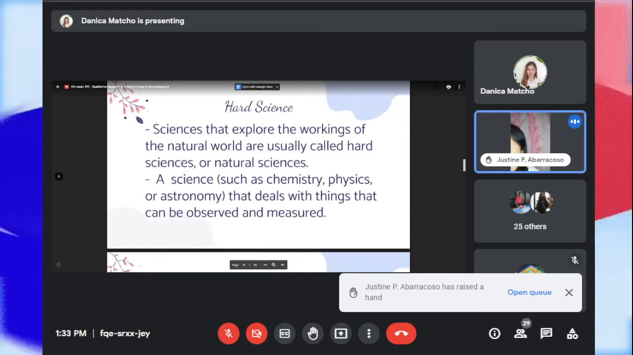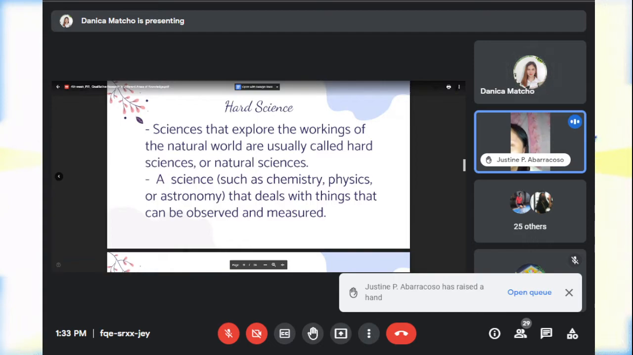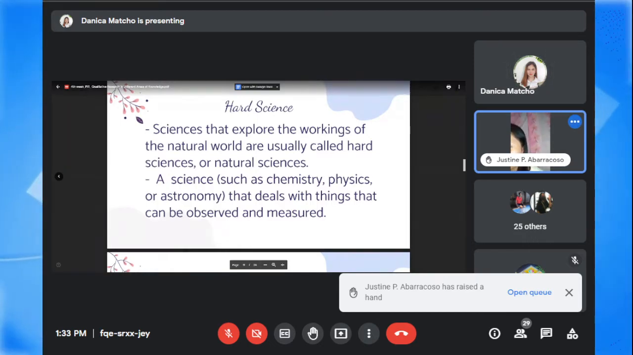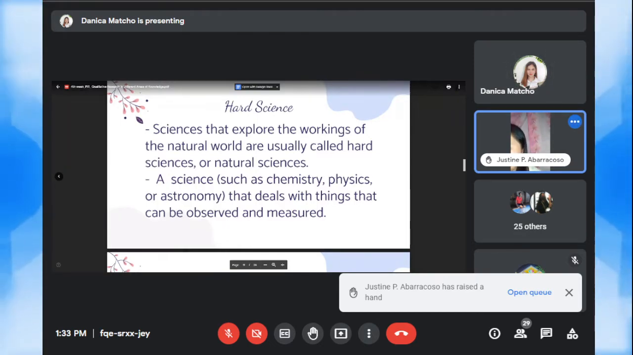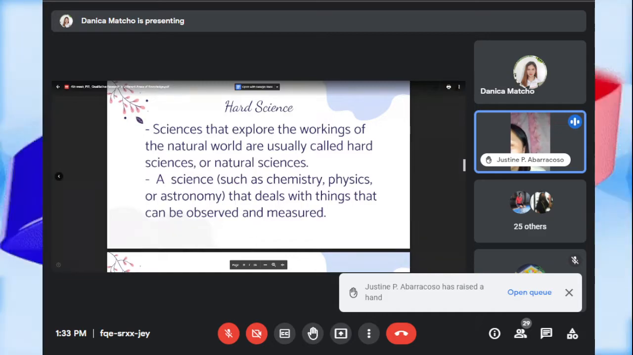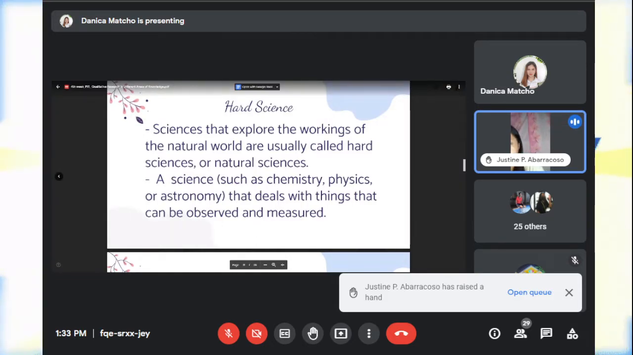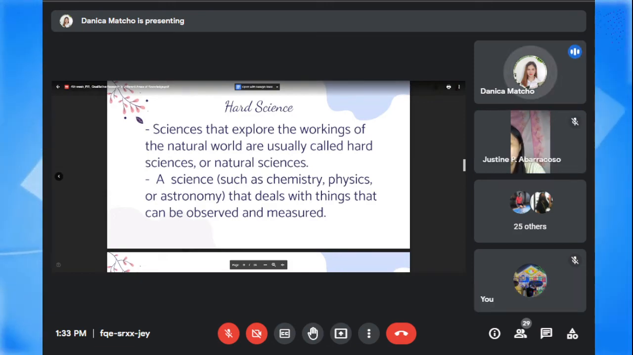Hard science is a science that explores the workings of the natural world, usually called hard sciences or natural sciences. A science such as chemistry, physics, or astronomy deals with things that can be observed and measured. The keywords are natural world and can be observed and measured. Very good. So that is correct, guys.